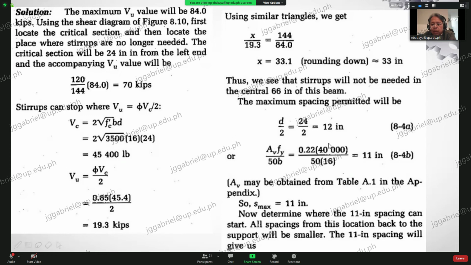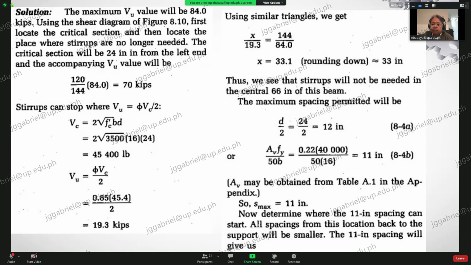Now your fy is 40,000, all over 50 times 16. So you get 11 inches. We have to choose the lower value, so that will be your maximum spacing. So that's 11 inches. Now, we determine where the 11-inch spacing can start. It says all spacings from this location back to the support will be smaller.